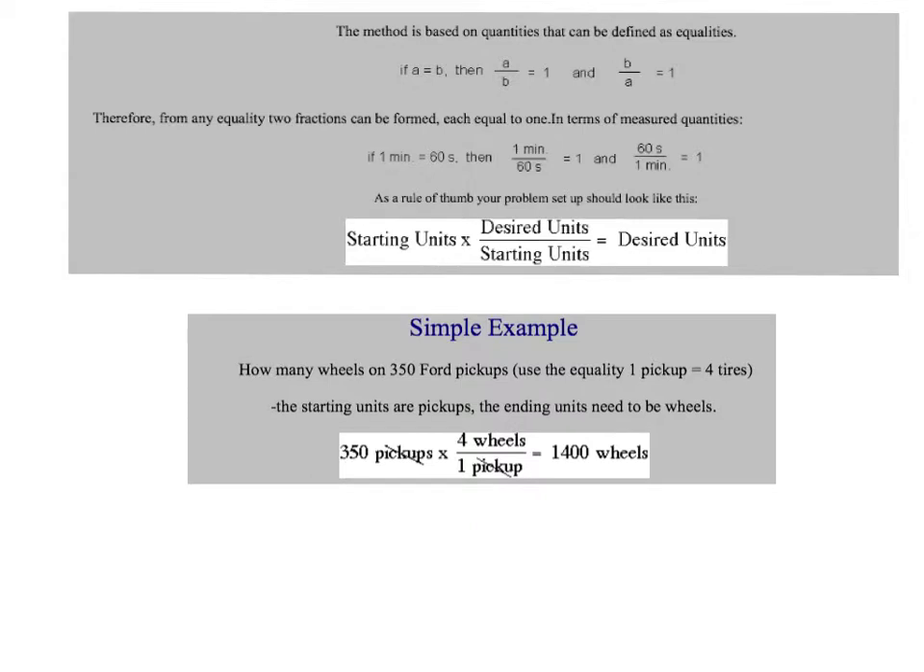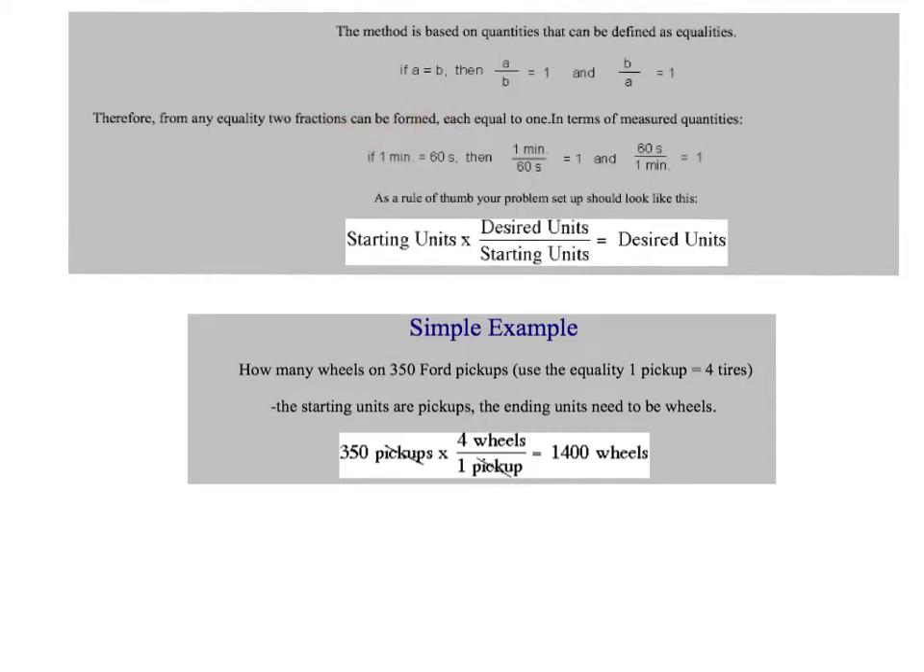Essentially, dimensional analysis is a method based on quantities that can be used as equalities. You have to have things equal to each other in order to find a unit conversion. For instance, if A equals B, like if 12 inches equal 1 foot, then 12 inches over 1 foot equals 1, or 1 foot over 12 inches also equals 1. So any equality can be written as two fractions, and each will be equal to 1.